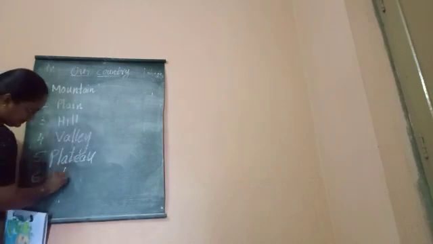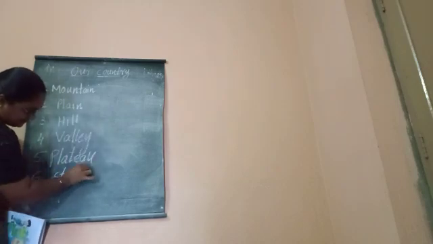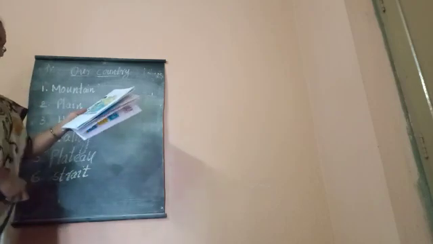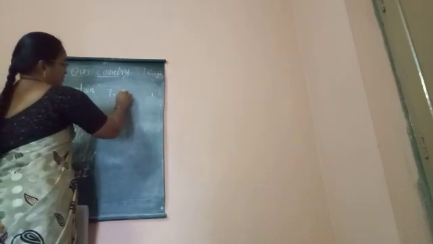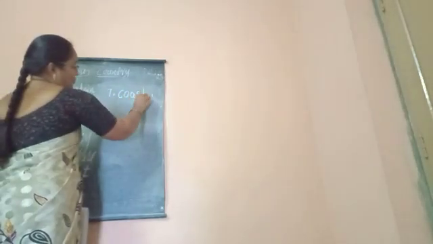Next, 6th one, here. It is a narrow passage of land. Okay, so this is the strait. 6th one is strait. Next, 7th one. It is the land where the water body touches the land, called the coast. Coast.